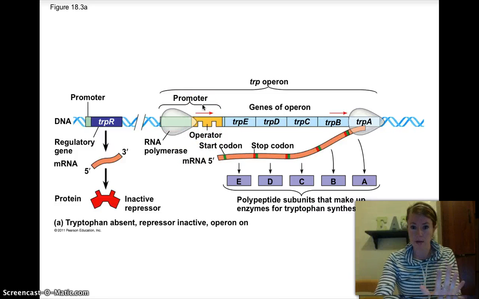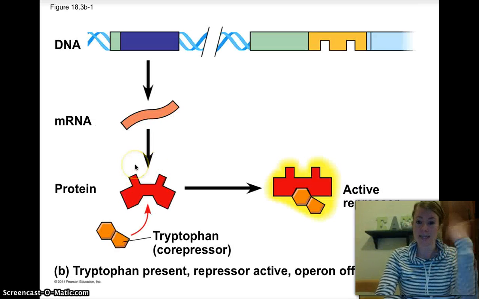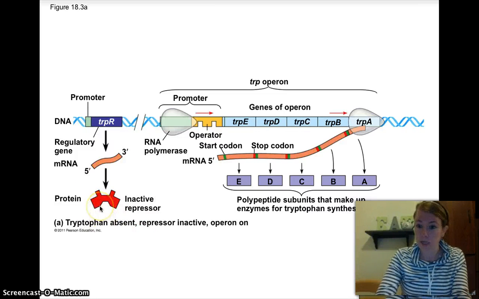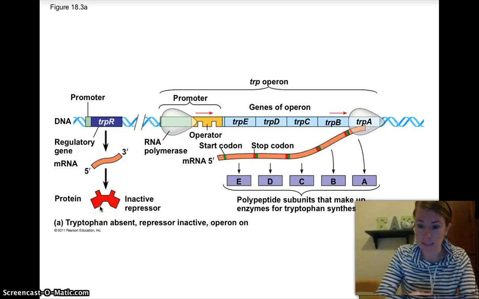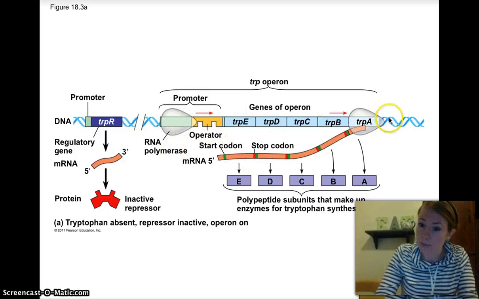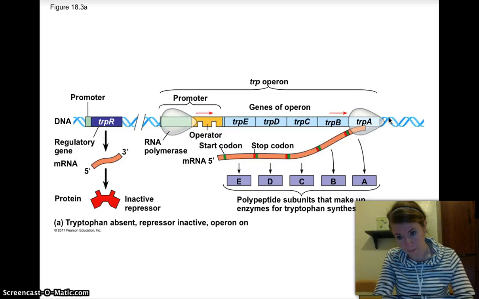So this is the Tryptophan. When tryptophan is not present, it does not bind to the repressor. The repressor is inactive. It does not repress. It does not bind to the operator, so RNA polymerase can bind and transcribe all the genes that make tryptophan. So if there's no tryptophan, we make tryptophan.